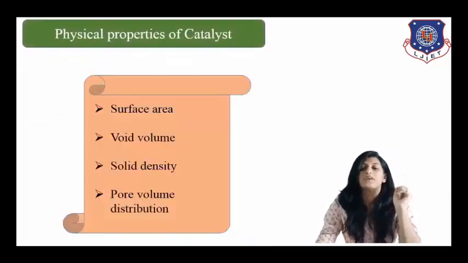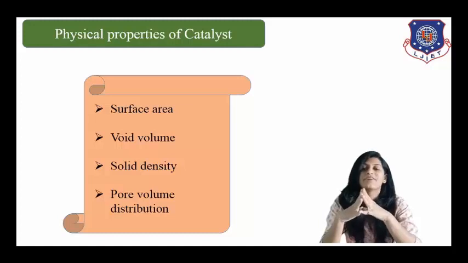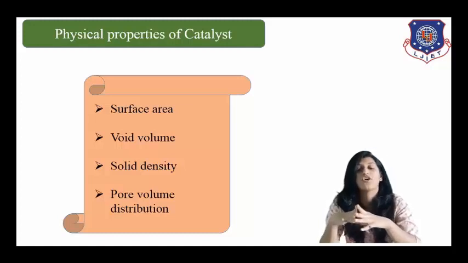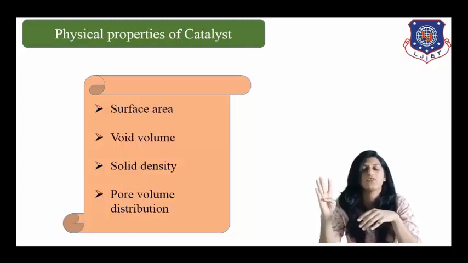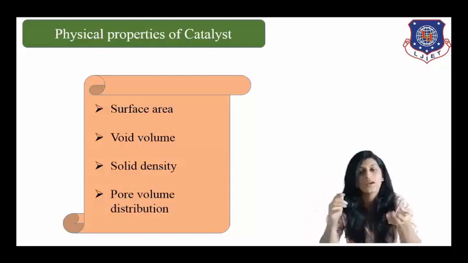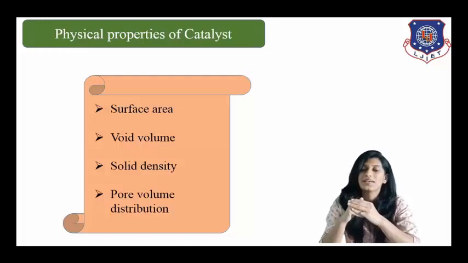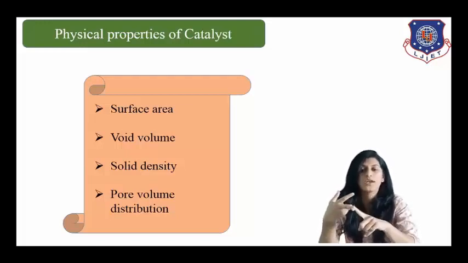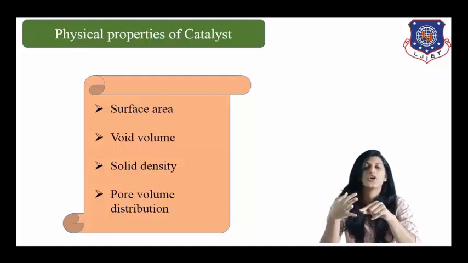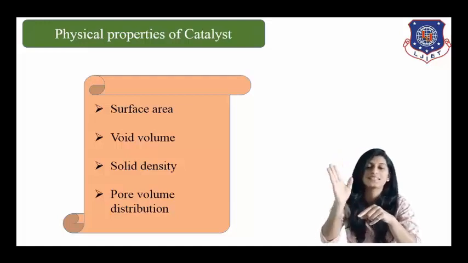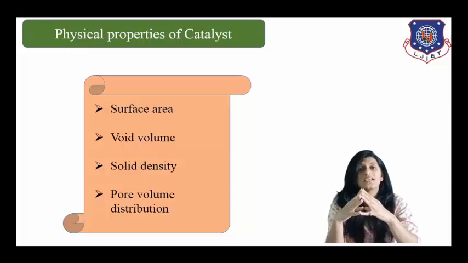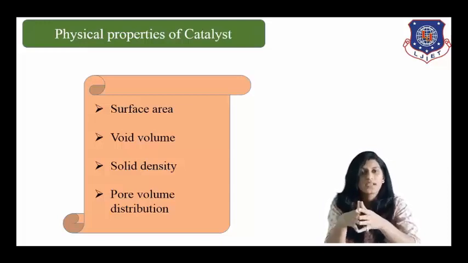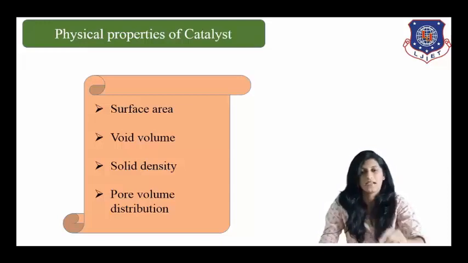After that, we will cover the various physical properties of a catalyst. We will be dealing with these physical properties in detail in our next session. As of now, as you can see, I have listed them as surface area, void volume, solid density, and pore volume distribution. These are various physical properties which are very important when we are dealing with a catalyst.